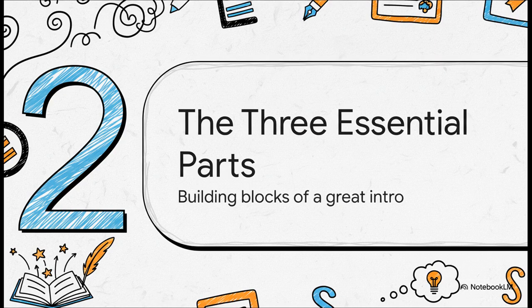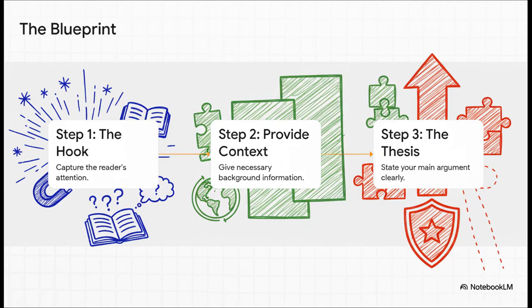All right, so how do we actually do all that? The good news is it's not nearly as complicated as it sounds. Any great introduction is really just built from three essential parts. Let's break them down. And here it is. This is the blueprint. Step 1, the hook. Step 2, the context. And step 3, the thesis statement. Seriously, if you can master these three pieces, in this exact order, you will create a killer introduction every single time.